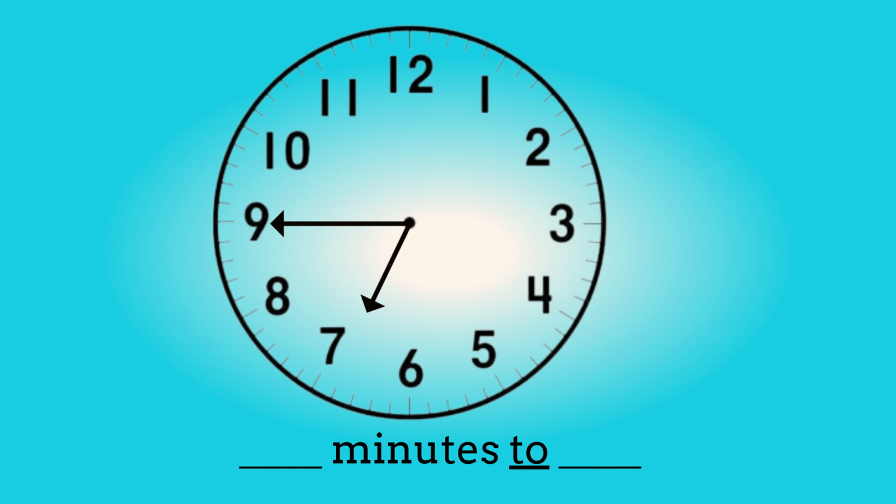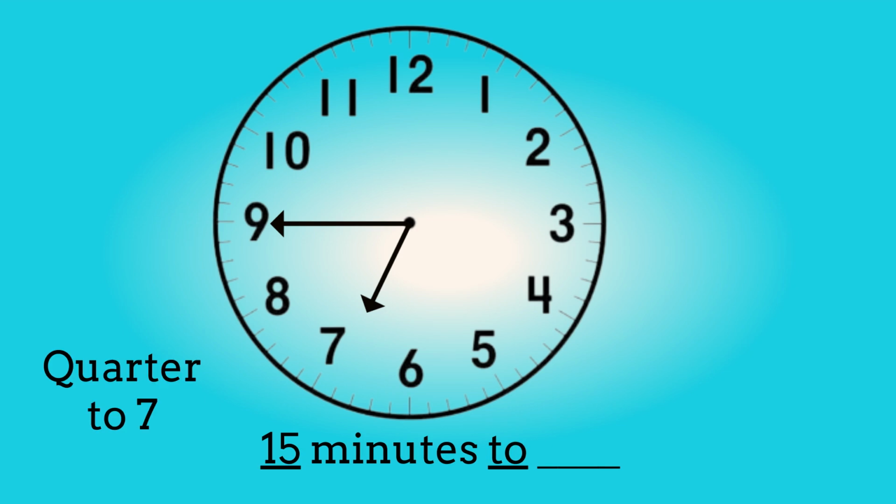When the long hand was on the past side of the clock, we were counting clockwise. Now, since the time is on the to side of the clock, we will have to count anti-clockwise, or in the other direction. Let's count. It's 5, 10, 15. Remember, we can say 15 minutes to or quarter to. Now, we have to look at which number the short hand is heading towards. If we look carefully, we will see that it's heading towards 7. So our time will be 15 minutes to 7 or quarter to 7.